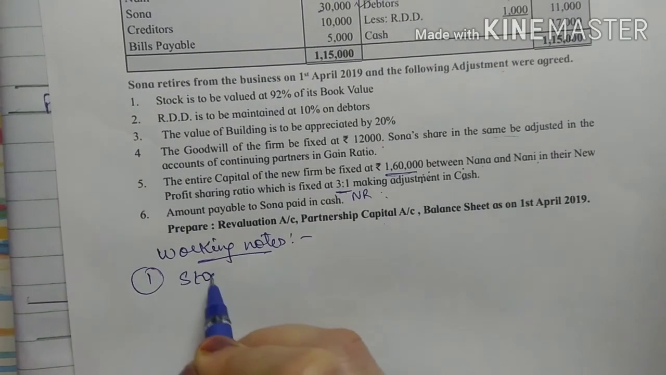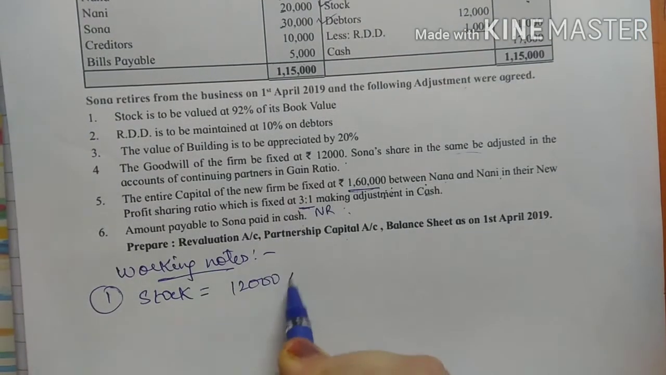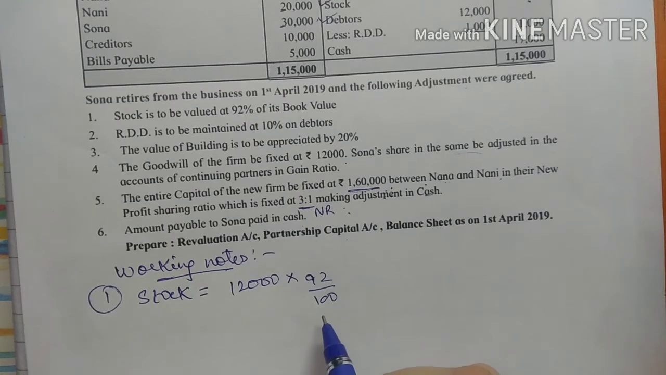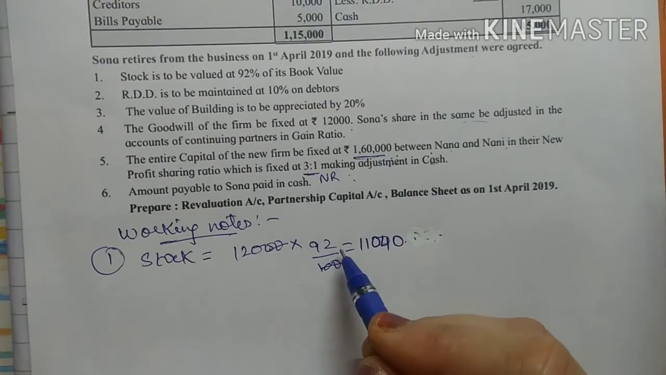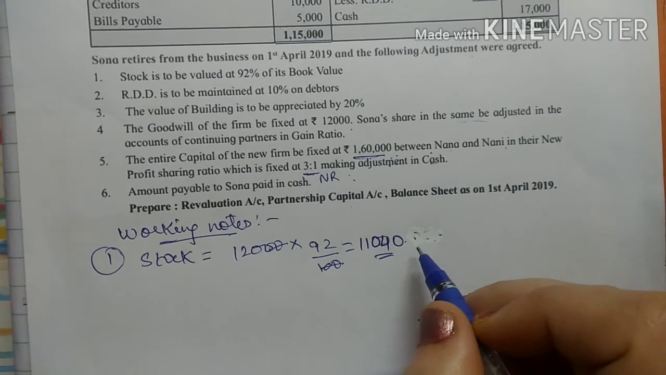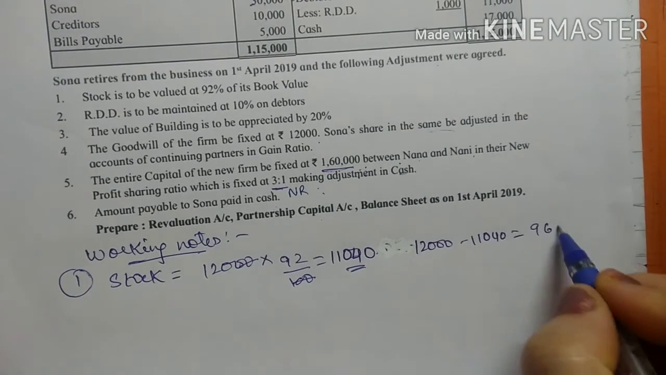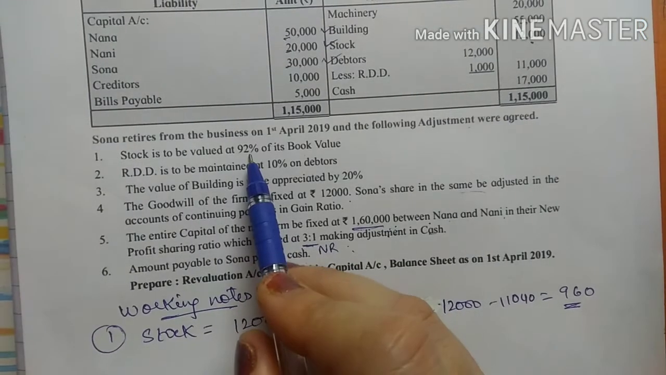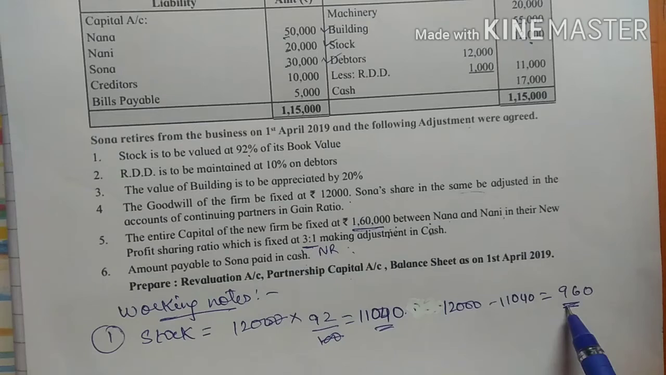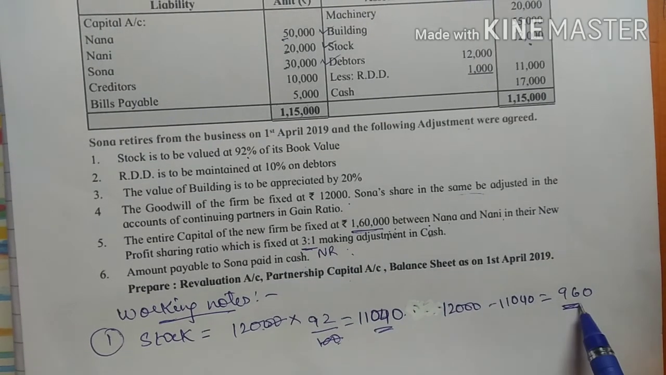first one, stock. Now stock is how much? Stock is 12,000. So they want it to revalue at 92% book value, right? So two zeros and two zeros cancel. So when I will multiply 120 into 92, I will get the amount as 11,040. So 12,000 minus 11,040. So the difference amount is 960. So we have to give the effect for 960, right? Because they have said to value it at 92%, so that is what 8% has been less. Even you can do it like this, 12,000 into 8 upon 100. Okay, so 960 has been reduced.